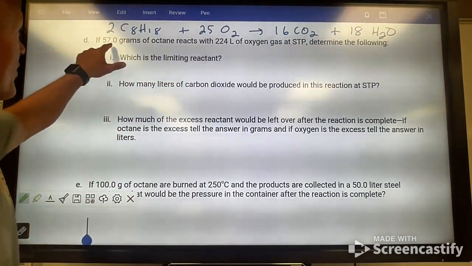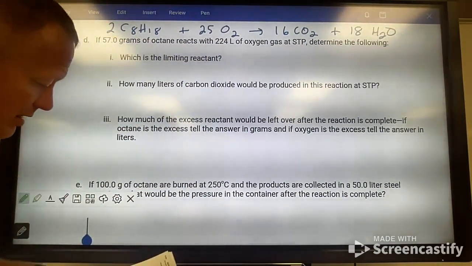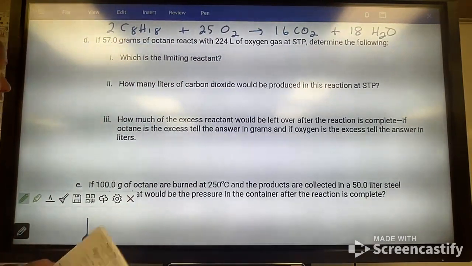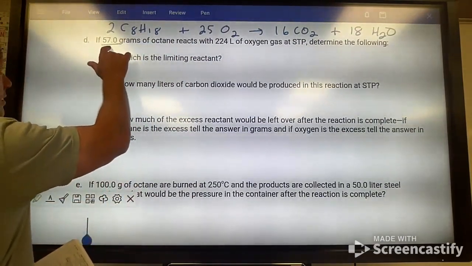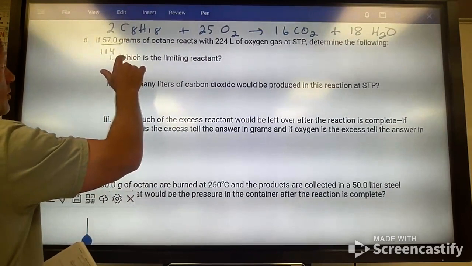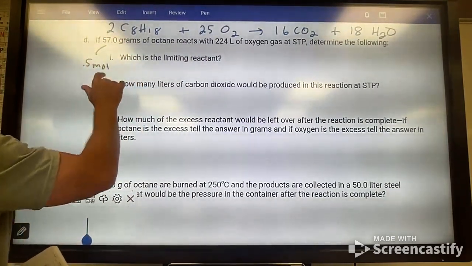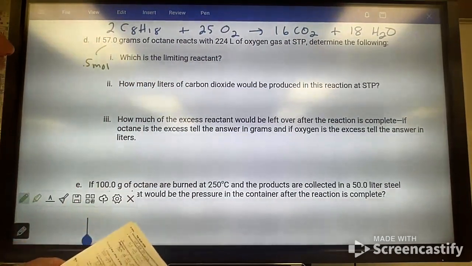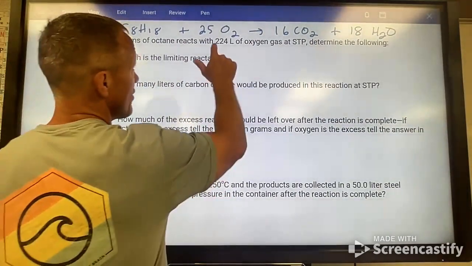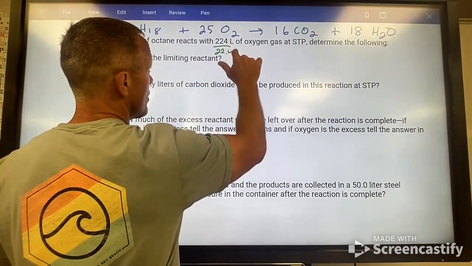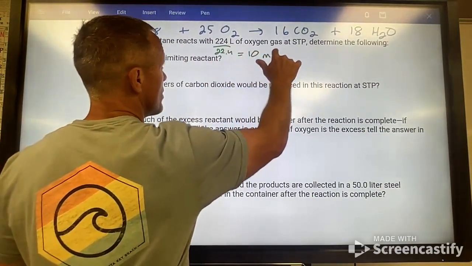So let's turn these 57 grams of octane into moles, and octane is 114 per mole. So divide this by 114, and it ends up being half a mole. So this right there is 0.5 moles of octane. And 224 liters, since we are at STP, we can divide by 22.4. So we have 10 moles of oxygen.